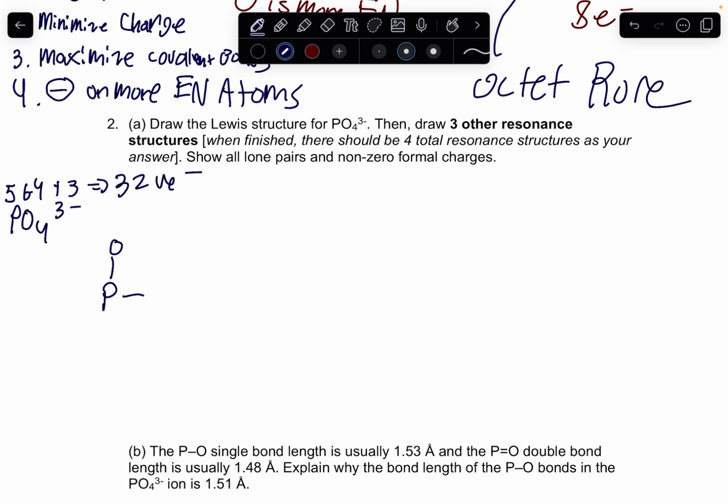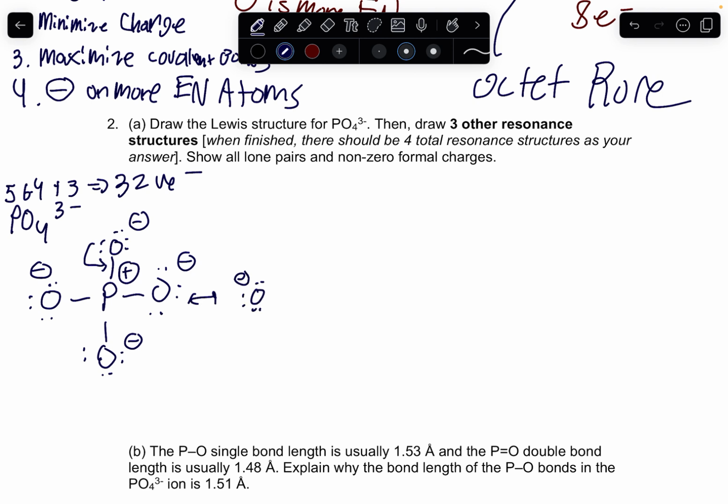If we were going to draw 32 valence electrons, that would look something like this. To confirm that we are correct, we want to go ahead and draw formal charges at this point. And of course, phosphorus can break the octet rule. We have a negative charge right next to a positive charge. Negatives attack positive, so we can draw a structure where instead we draw a double bond between one of the oxygens.